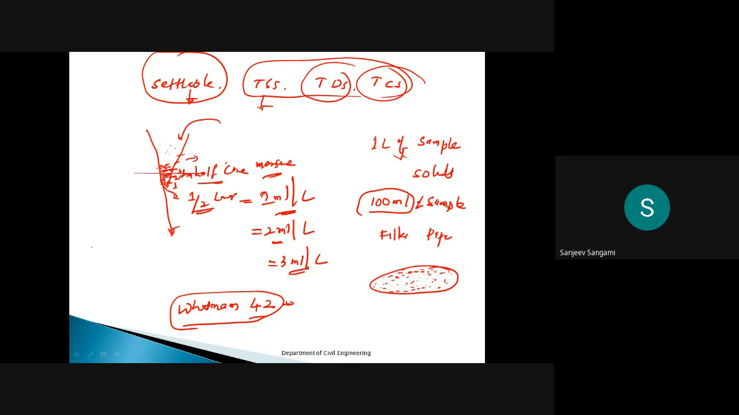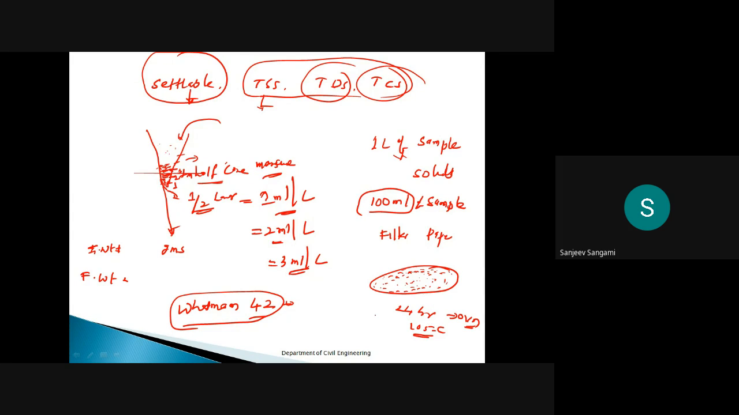Initially, you have to take the initial weight of the filter paper, in terms of grams. Then the final weight of the filter paper after oven drying. You will filter 100 ml, or whatever the known volume of sample, using filter paper. Once you filter it, you have to keep it for 24 hours at about 105 degrees centigrade in the oven.